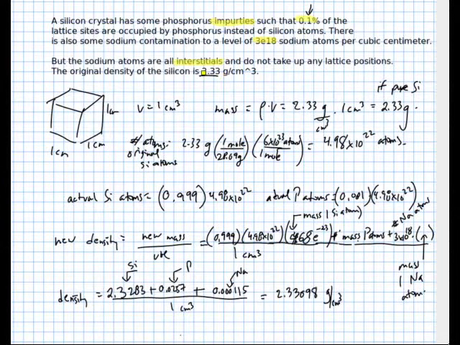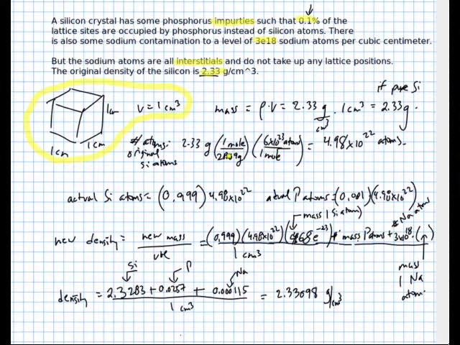Okay, and the original density of pure silicon we'll say is 2.33. And just for this problem, we'll say it's 2.33000000. It isn't, but let's just say it were. Okay, so we're going to start by picking a volume. To do this problem, we're going to choose a volume of 1 cubic centimeter.